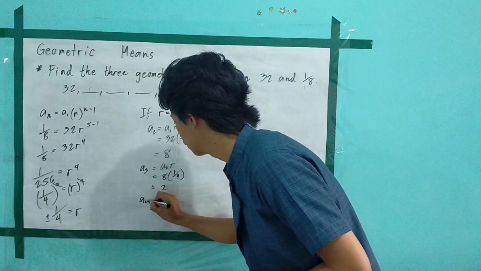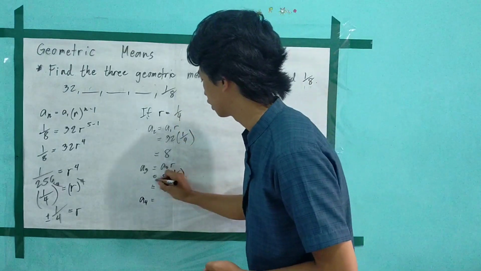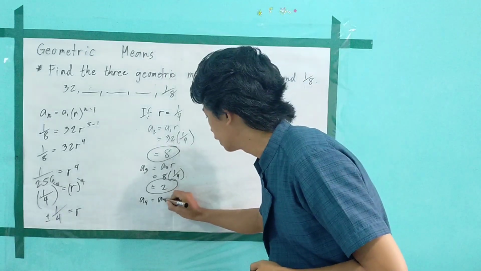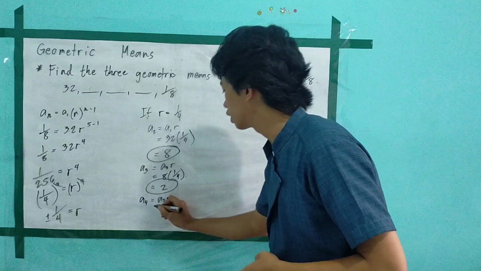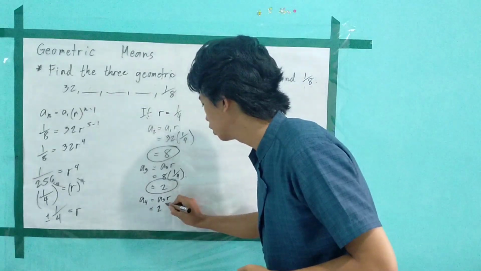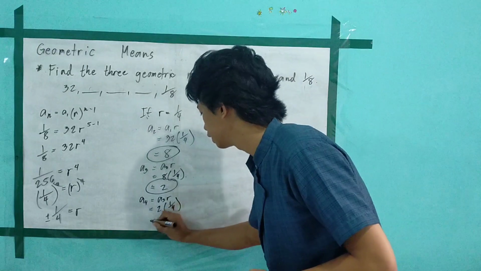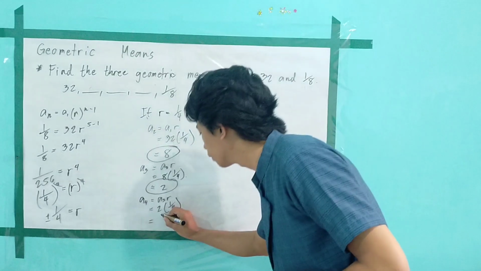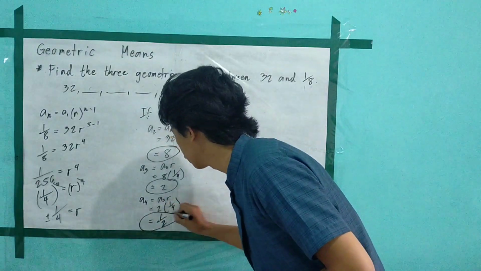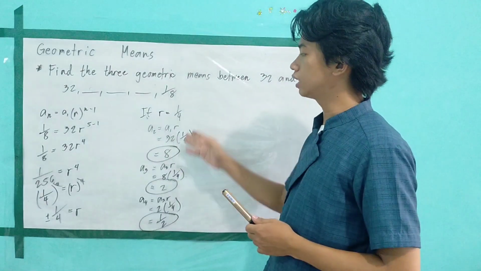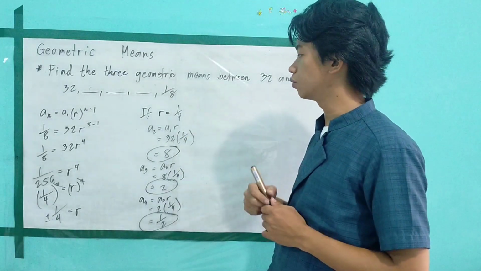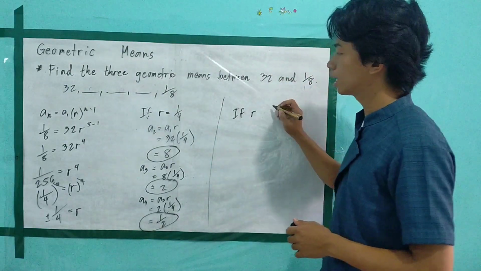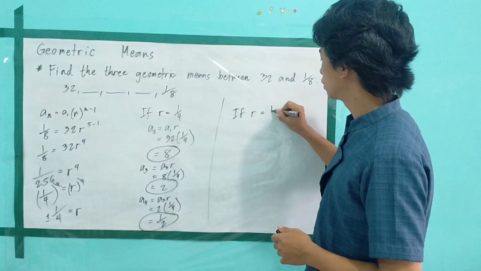Next, for a sub 4. Okay, for a sub 4, we have a sub 3 multiplied by the common ratio. And a sub 3 natin, we have 2 multiplied by 1/4. So, it's equal now to 2 multiplied by 1, so 2 divided by 4, we have 1/2. So, ayan yung 3 geometric means natin kapag ang common ratio is positive 1/4. Next, paano naman kapag ang common ratio natin is equal to negative 1/4?